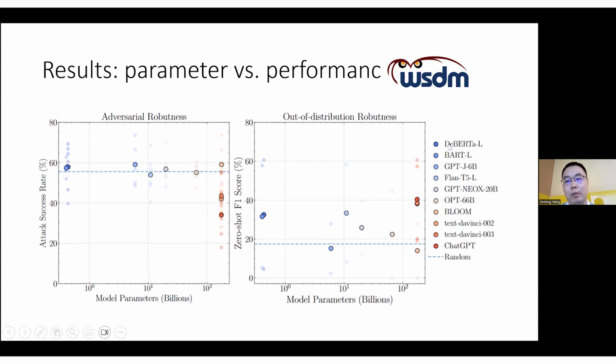And if you compare with other kinds of foundation models, actually the first two are not foundation models because they are really small. But we just want to perform some comparison on these models. And other kinds of models are foundation models. And we also compare text DaVinci 002 and text DaVinci 003 with ChatGPT because they can be considered as ChatGPT families.